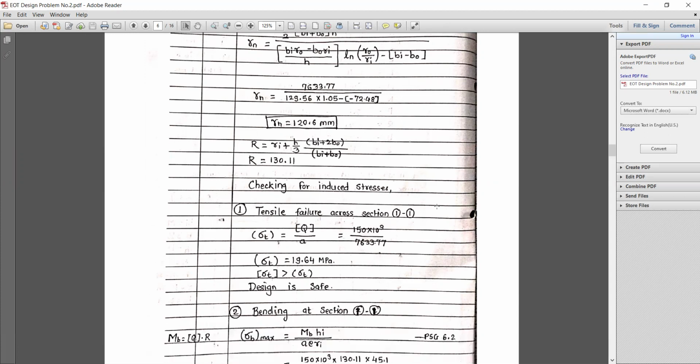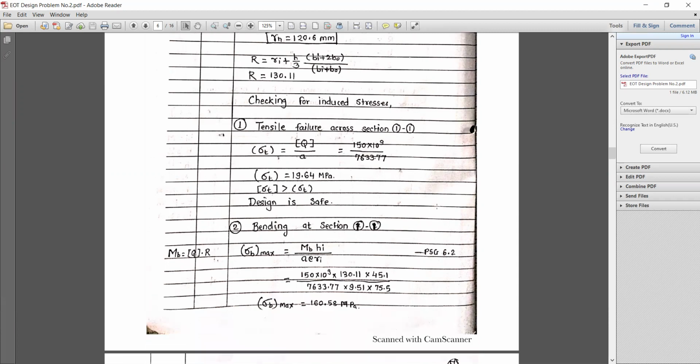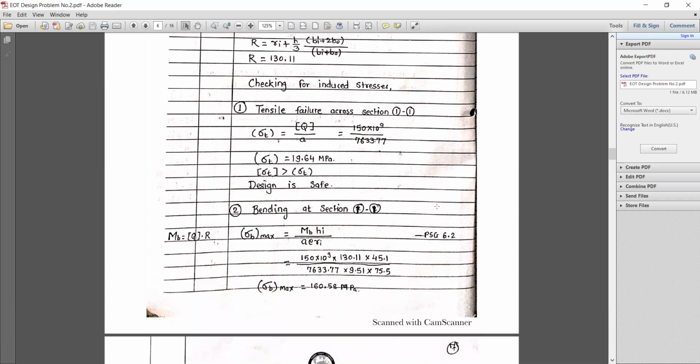Now calculate the value of capital R. R is equal to Ri plus H by 3 into (Bi plus twice of Bo) divided by (Bi plus Bo). So the value of capital R is equal to 130.11. Now we have to check whatever the stress induced and whether it is safe or it can fail. So, tensile failure of cross section 1-1.